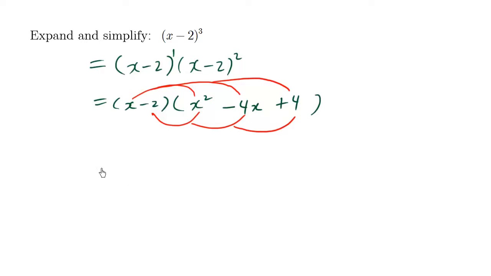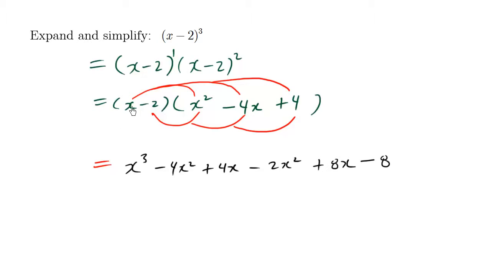So continuing with this idea of distribution, multiplication, what we have here is x times x squared is x cubed, x times negative 4x is negative 4x squared, x times positive 4 is positive 4x. And now on to the next farmer. This farmer also loves his crop. Negative 2 times x squared is negative 2x squared. Negative 2 times negative 4x, two negatives become a positive, and 2 times 4x becomes 8x. And negative 2 times positive 4, the sign is negative, and 2 times 4 is 8.